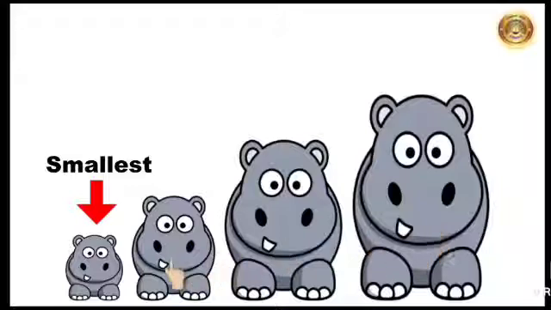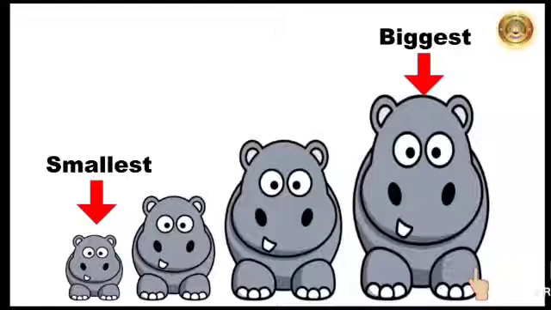Like that, which one is biggest in size? This one. Yes, we can see that this hippo is the biggest one. Now children, I hope you understood what smallest means. The last smallest thing is called smallest and the last bigger thing is called biggest.